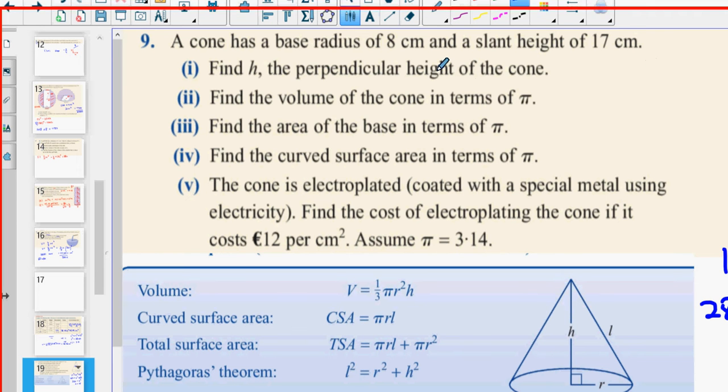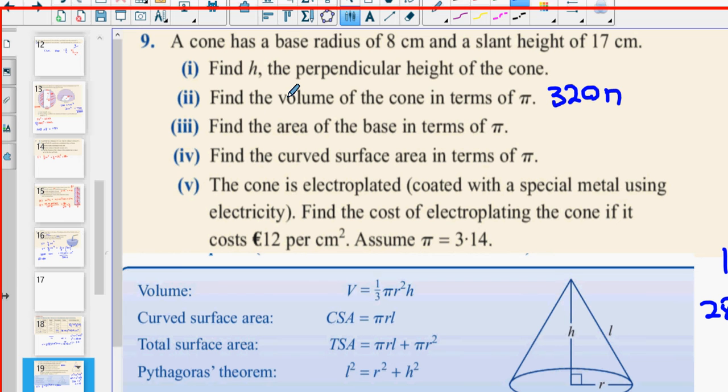Volume of the cone. Use the volume of the cone formula. Excellent. 1/3 pi times radius squared, which is 8 squared, times height, which is 15. And what do you say it was? 320 pi. Right. These are quite easy so far, aren't they? Just pick a formula, use a formula. Okay, what about the next one then?